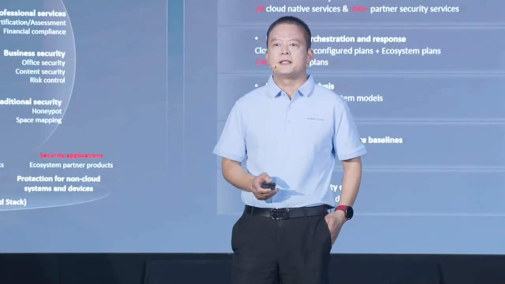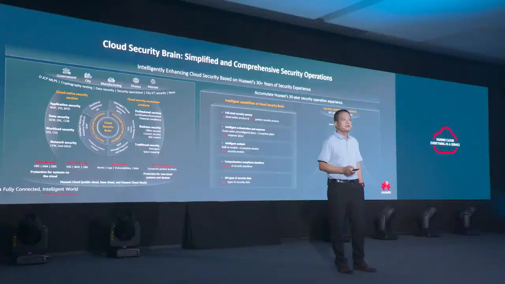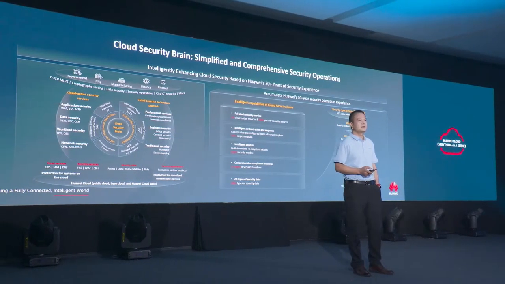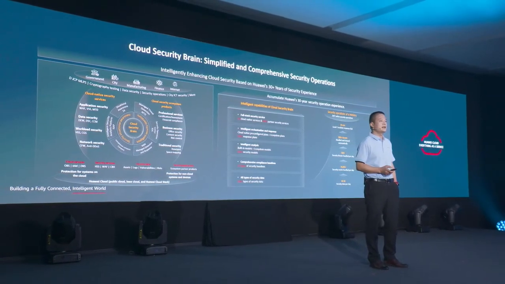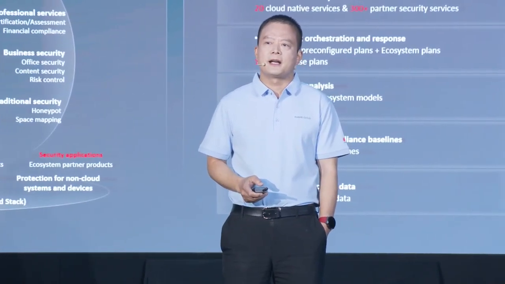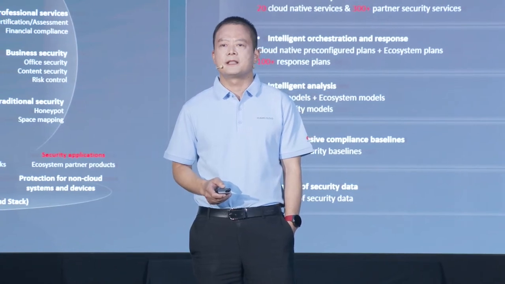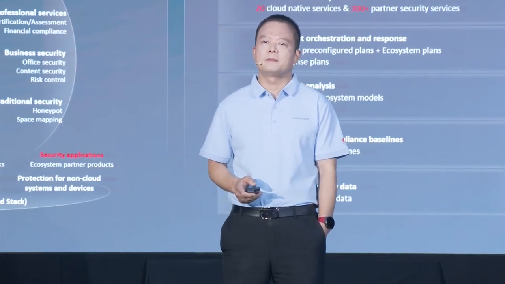We have put 23 types of baselines in the Cloud Security Brain, including international baselines like ISO standards, and industry baselines like PCI DSS. We use AI to build more than 100 types of security models and over 100 sets of incident response playbooks to implement automated closed-loop management.